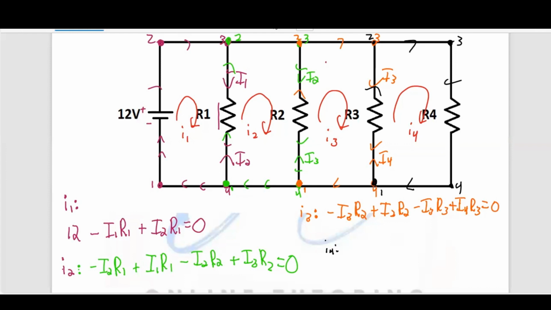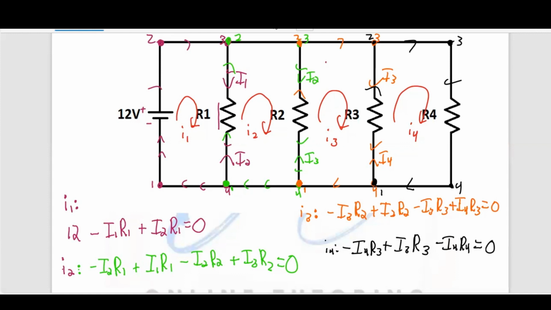So going through R3, you notice I4 going up, I3 coming down. Anything I4 goes through, negative, so it'll be minus I4 R3. And then it will be plus I3 R3, because it's going in the opposite direction to the loop direction we assumed. Then we have 2 now, going across to 3, then down to 4. Since R4 has no other current going through it but I4, this will just be minus I4 R4, and is equal to 0. That's your 4 equations there for the loops.